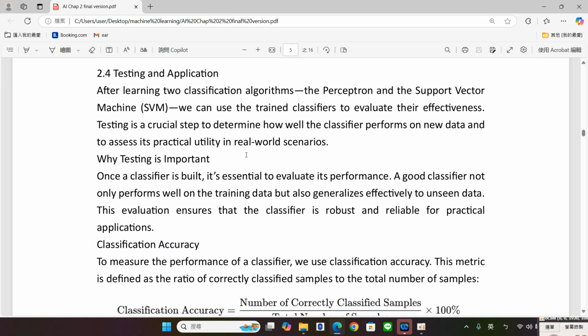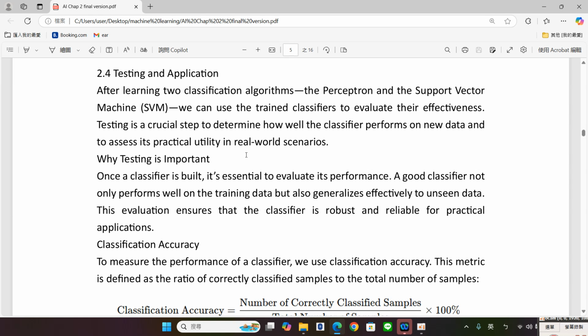2.4 Testing and applications. After learning two classification algorithms, the perceptron and support vector machine (SVM), we can use the trained classifier to evaluate their effectiveness. Testing is a crucial step to determine how well the classifier performs on new data and to assess its practical utility in real-world scenarios. Once a classifier is built, it's essential to evaluate its performance.